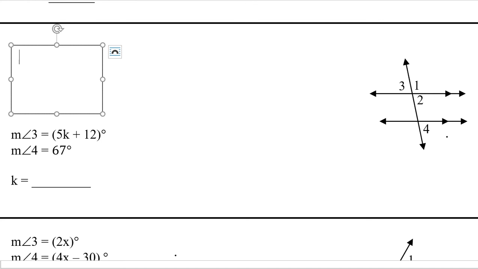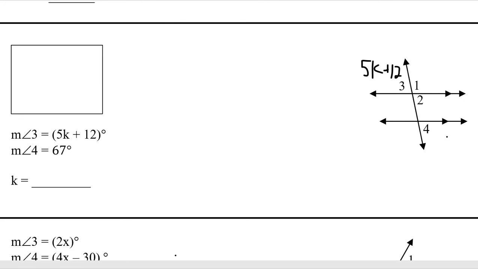So now we're only looking at angles 3 and 4. So what we're going to do is write where angle 3 is, it's 5k plus 12. Now we're not solving for x, we're solving for k. We're going to write 3 is 5k plus 12, and the measure of angle 4 is 67. So the first thing you need to be asking yourself is, are those two angles congruent to one another? And they are, because they're alternate exterior angles, and alternate exterior angles are going to be congruent.